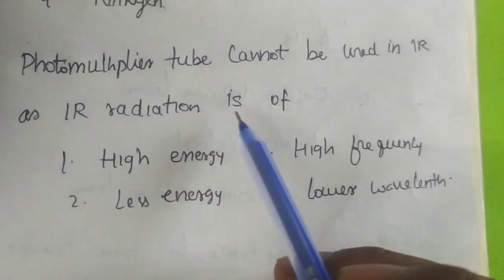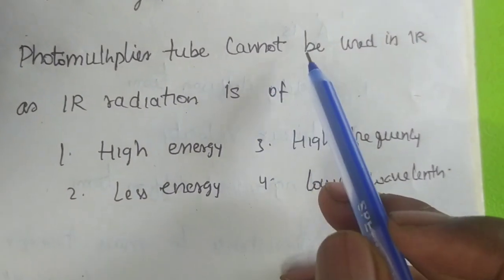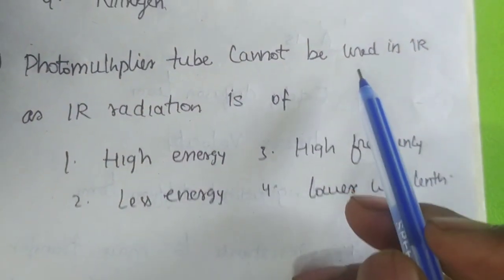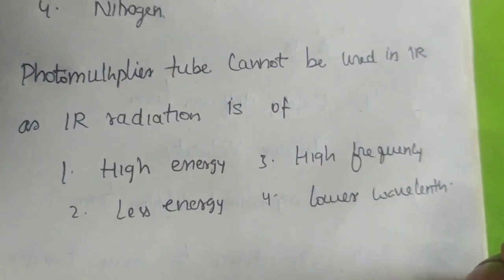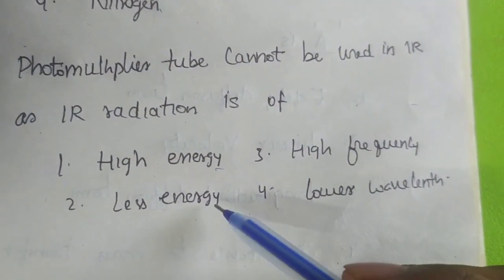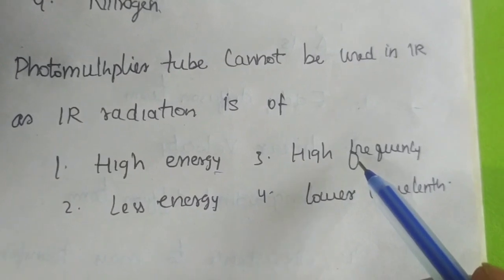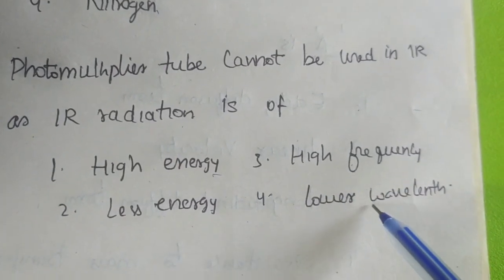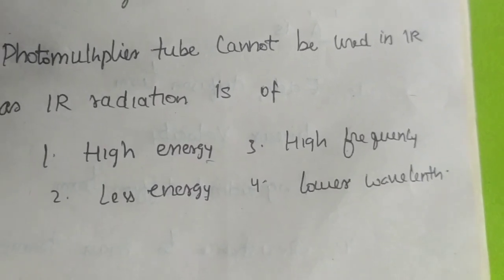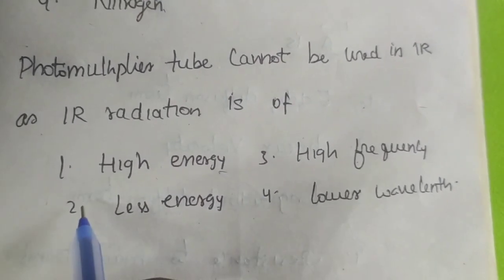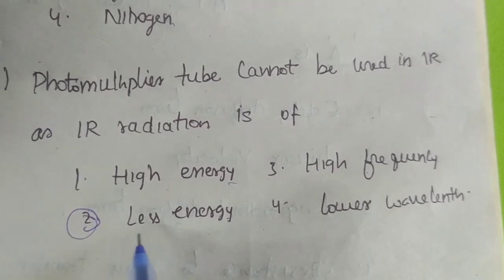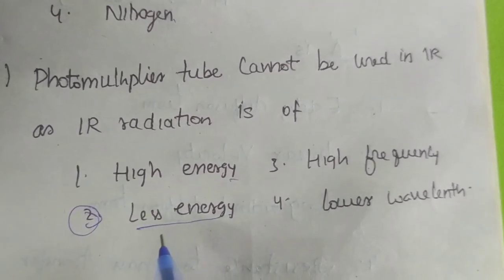Coming to the next question, photomultiplier tube cannot be used in IR. Why can it not be used in IR? Options are high energy, less energy, high frequency and low wavelength. Because IR radiation is of less energy. Option 2 is the answer.